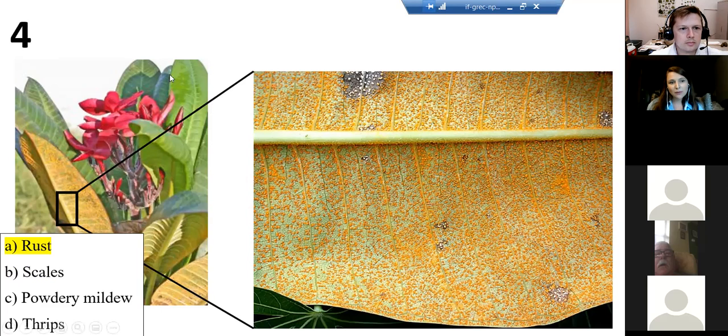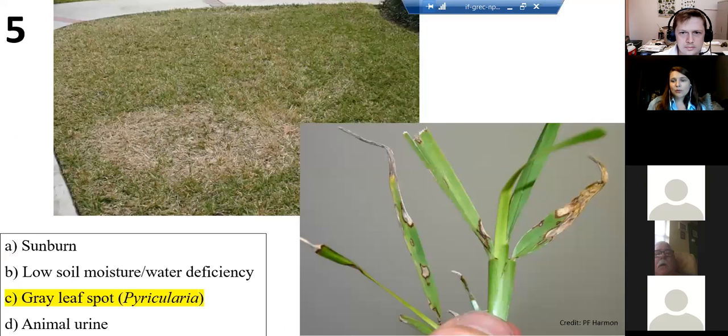Sometimes you see it on the upper leaves too, because on the bottom side of the leaves you see the structures of the fungus, and sometimes on the top leaves, which we are not showing here, you might see some kind of discoloration of the leaves too. So it's always important to look on both sides. Next one, number 5. So how did they do on that? They did pretty good. 64% got this one.